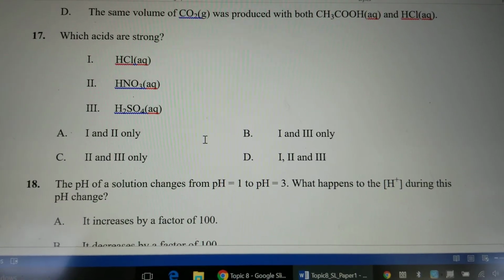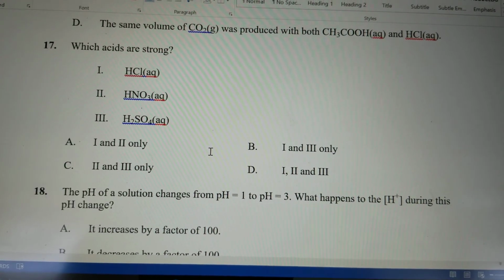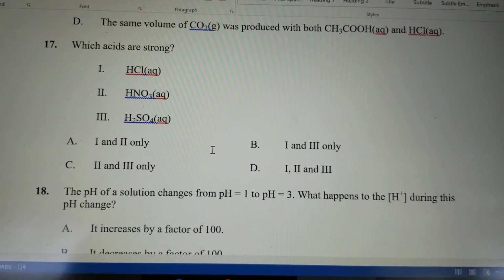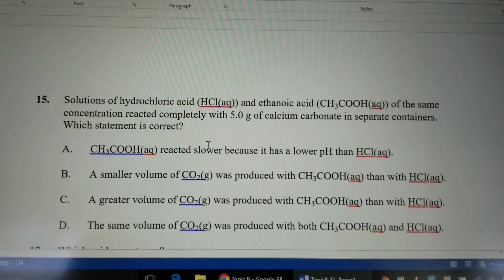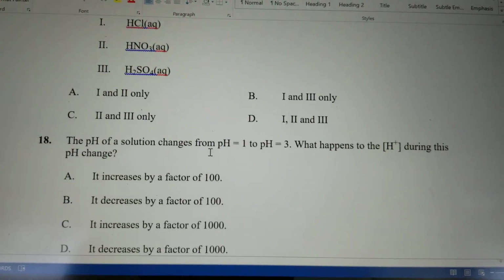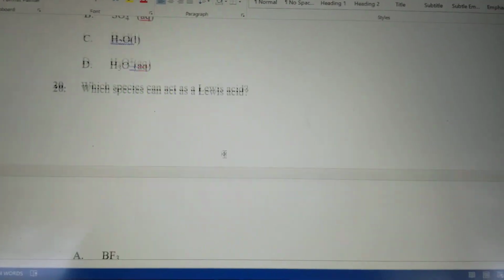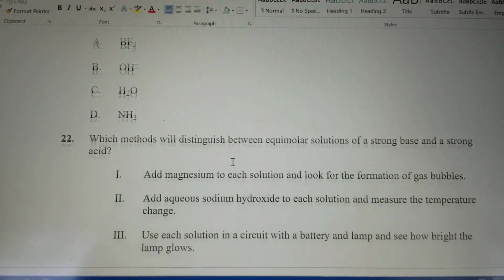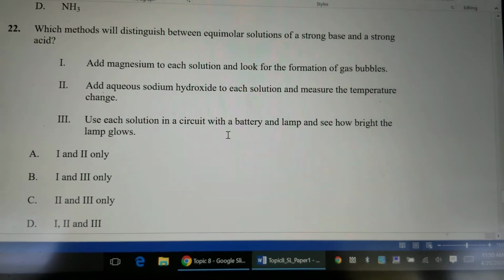Oh, no, I'm sorry. 16 is the same as number 15. So I skipped it, I deleted it because it was the same. 21 was the same as 4, so I deleted that. And so I'm going to go to 22. And again, these are all based on questions that you guys had for me. And please, any questions you guys have, I want you to ask.